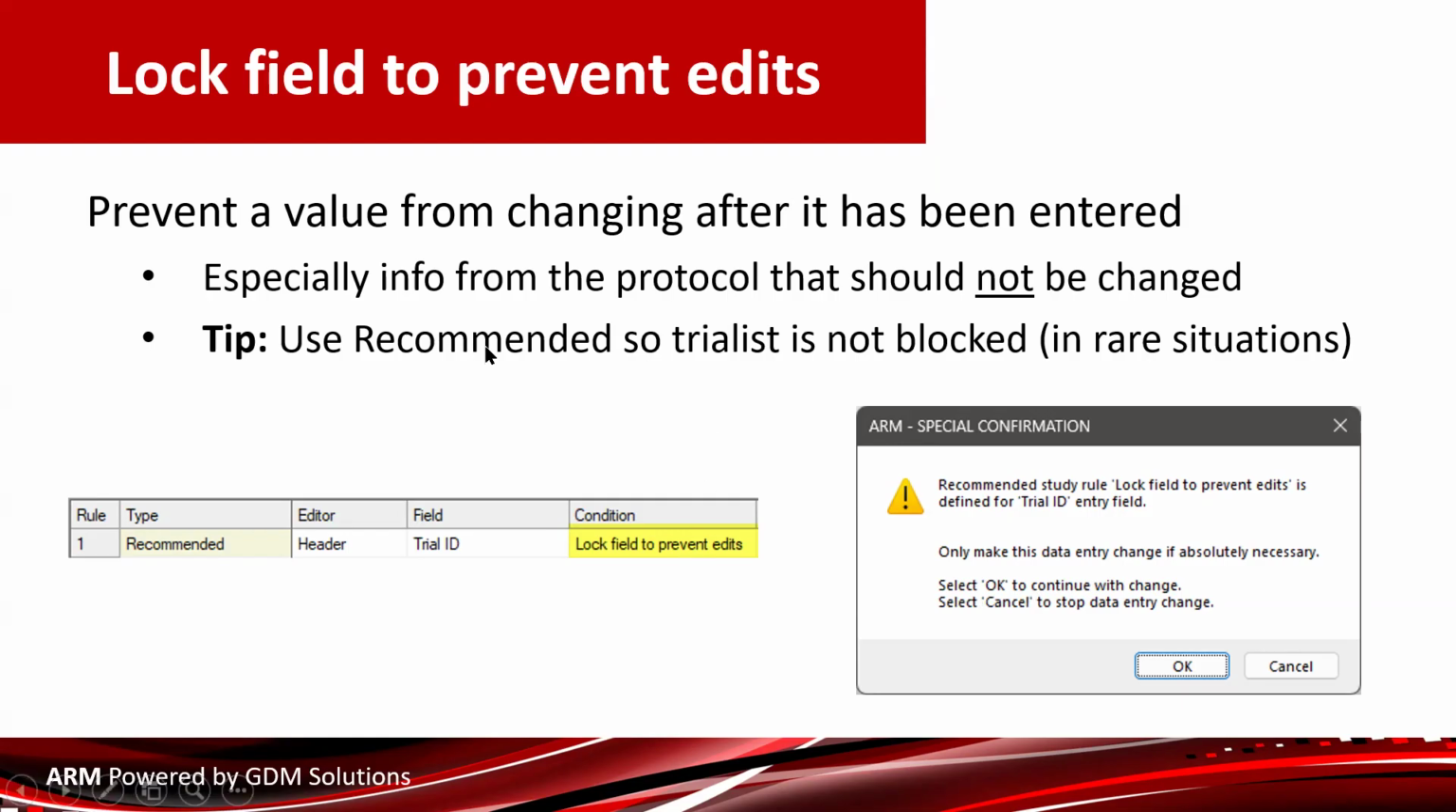So that would be if you use the recommended type for this rule, just giving a little flexibility, but still having a warning to make sure that trialist thinks before changing this. That'd be one way to give yourself a little flexibility for other fields that you might want to lock. I wouldn't blame anyone at all for locking that trial ID and making it required and unequivocally unable to change. I think that's a perfectly good use of that rule, but in other cases you might want to give yourself an out.